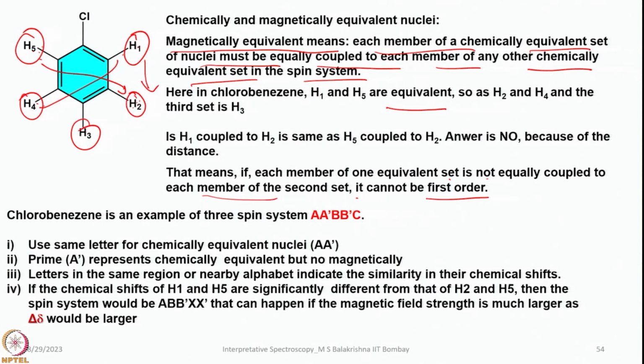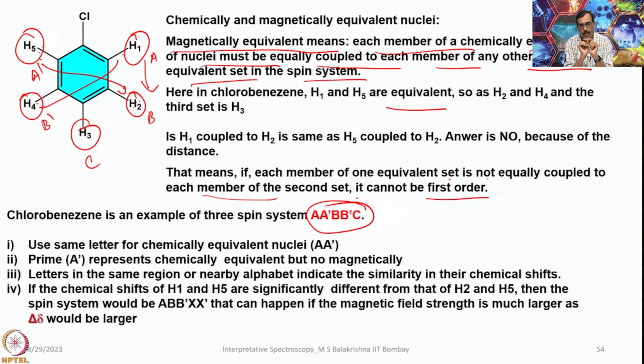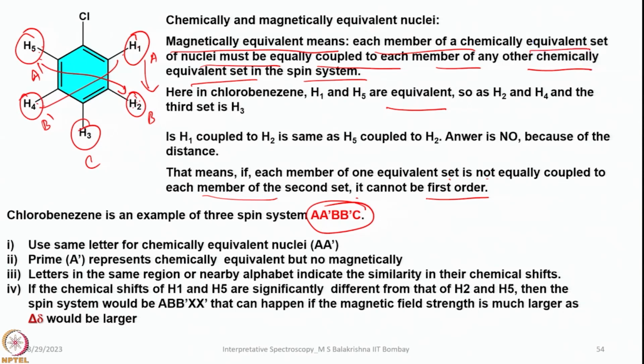So chlorobenzene is an example of a three spin system. If you designate this as A, this is A prime, and B, B prime, and C, so we call it this one. And then A prime, what we say is the nuclei with a prime are not magnetically equivalent. A and A prime are chemically equivalent, but they are not magnetically equivalent. Similarly, B and B prime are chemically equivalent, but not magnetically. So the prime represents chemically equivalent but not magnetically.